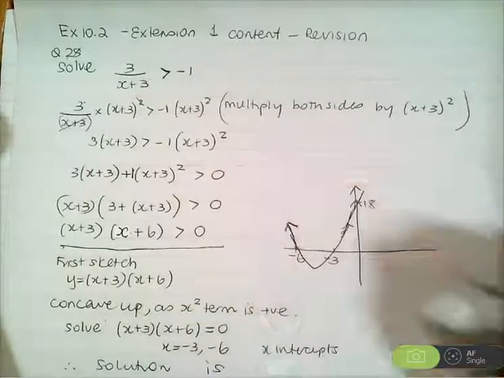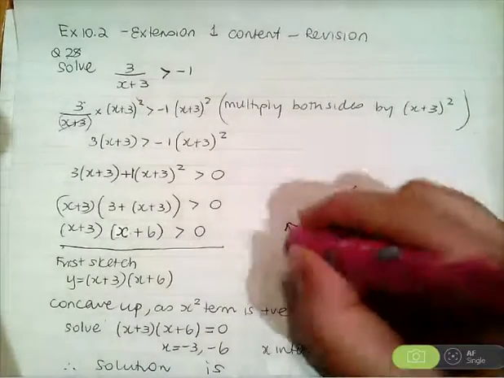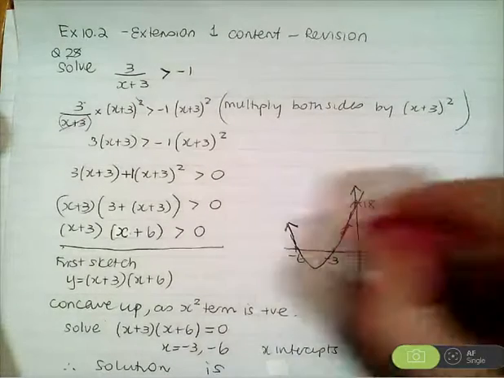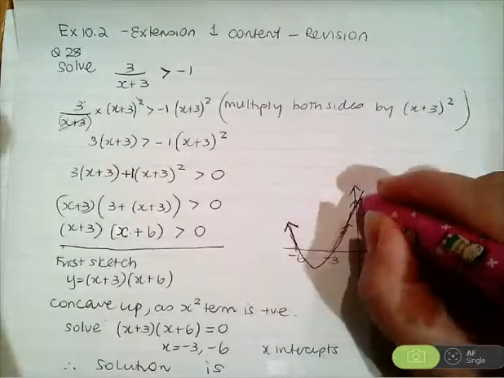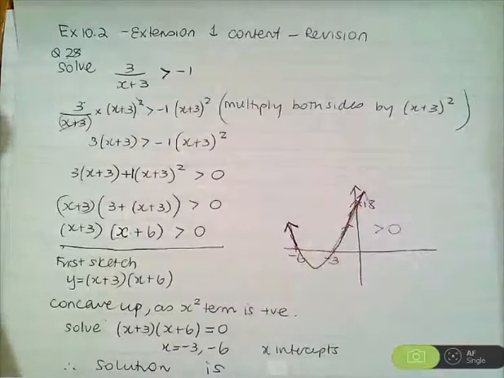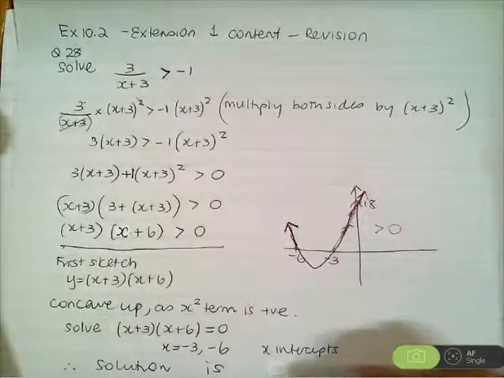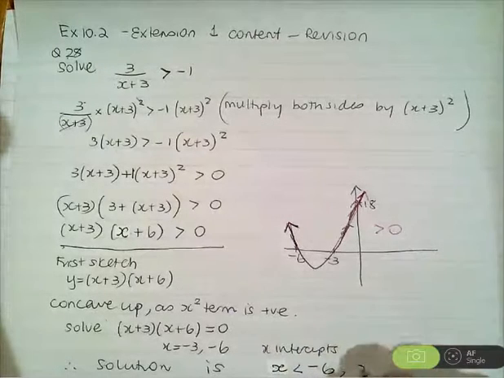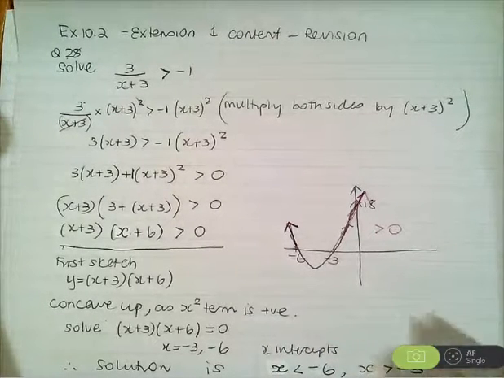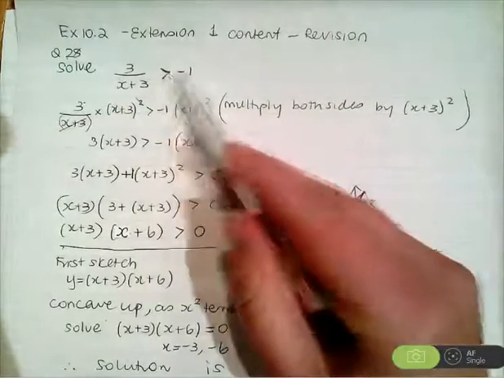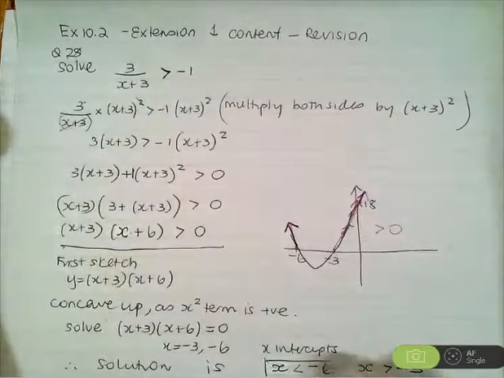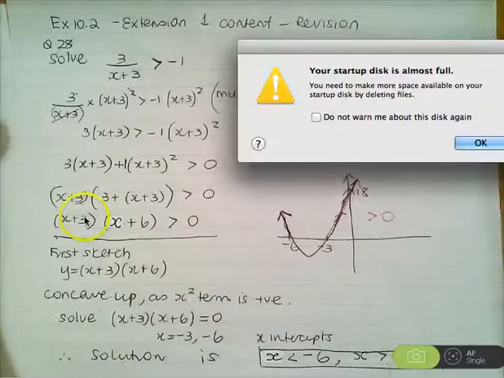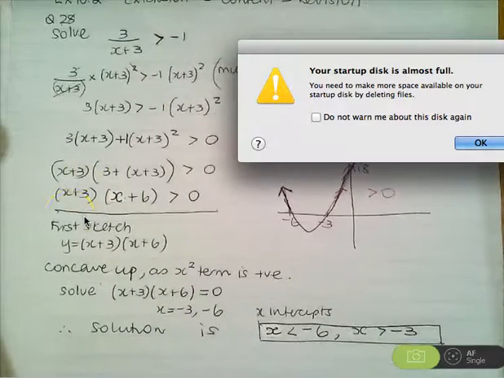So where is this parabola here greater than 0? Well, it's greater than 0 for all of these values above the x-axis. So therefore the solution to this inequality will be, so my solution is x is less than -6 and x is greater than -3. Now notice it's just a greater than sign, not a greater than or equal to, so this is my solution. X is less than -6 and x is greater than -3.